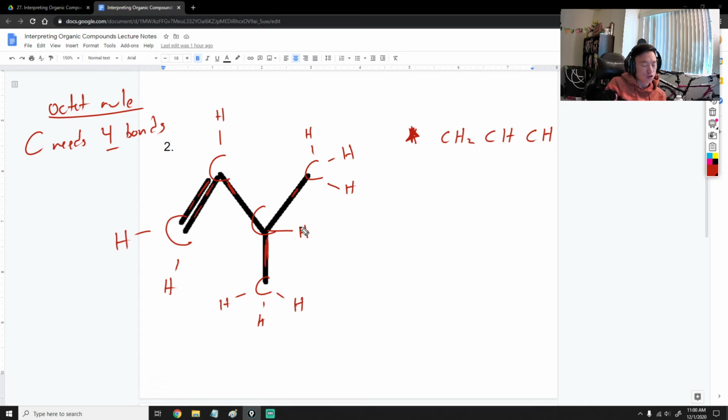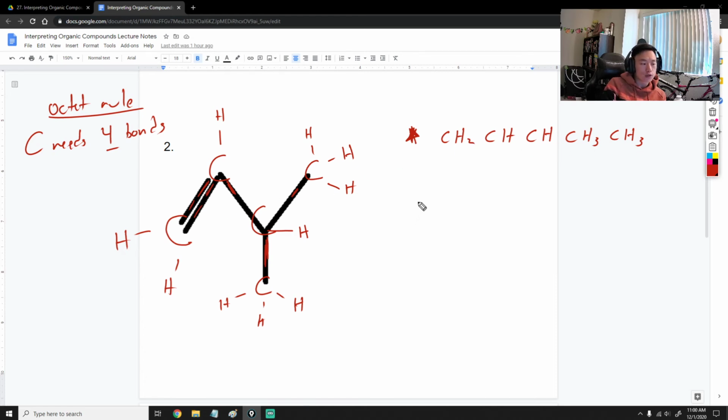It doesn't matter if you go down first or to the right first. I'm just going to go down first. CH3. And then you're going to go CH3. And even if you went right, you would get the same formula. So it didn't really matter. Okay, so here you go. This is going to be the chemical formula for this molecule.